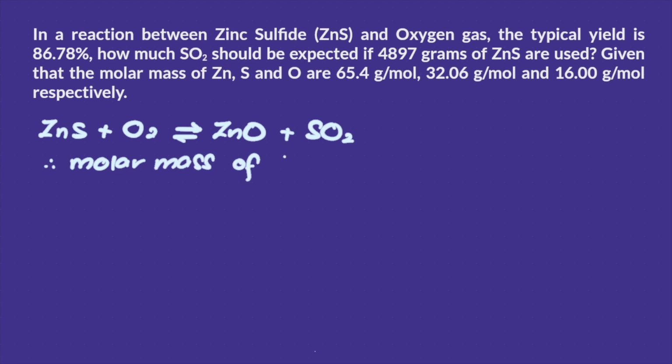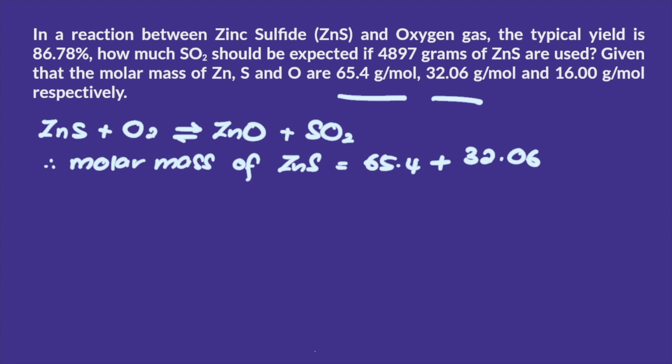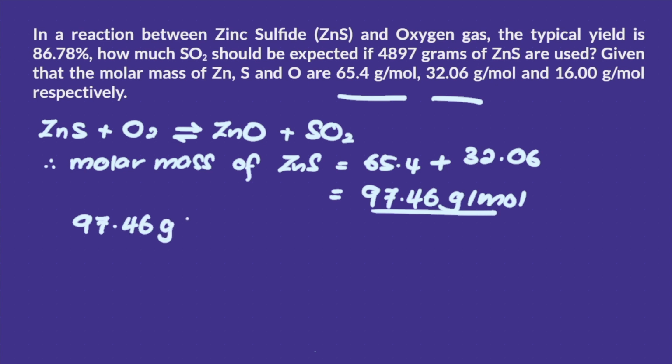of the zinc sulfate is equivalent to 65.4 plus your sulfur, which is 32.06. Therefore, the molar mass of the zinc sulfate is 97.46 grams per mole. Alright, so in other words, we can say that 97.46 grams per mole is 1 mole of zinc sulfate.